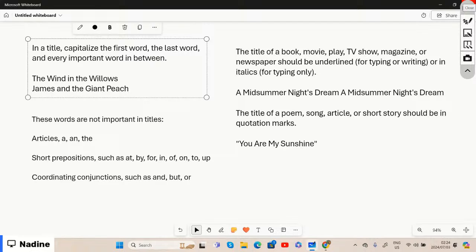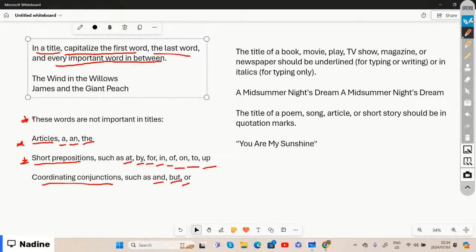If we were to underline or identify our important words within the title, we can say that it is wind and it is willows, right? Because something to do with the wind is something to do with willows, which means that is important. In is not important because it's a preposition. The is not important because it's an article.